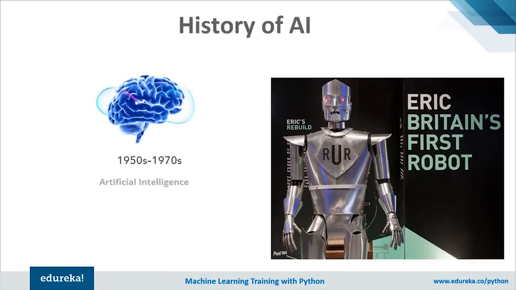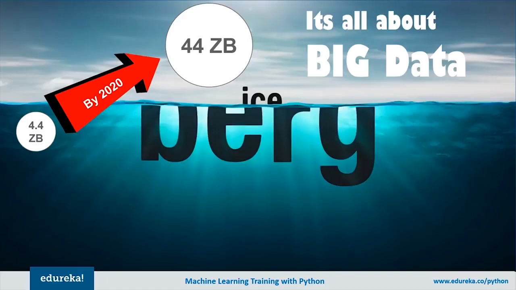So let's start with artificial intelligence. The term artificial intelligence was first coined in the year 1956. The concept is pretty old, but it has gained its popularity recently. But why? Well, the reason is earlier we had a very small amount of data. The data we had was not enough to predict accurate results. But now there's a tremendous increase in the amount of data.